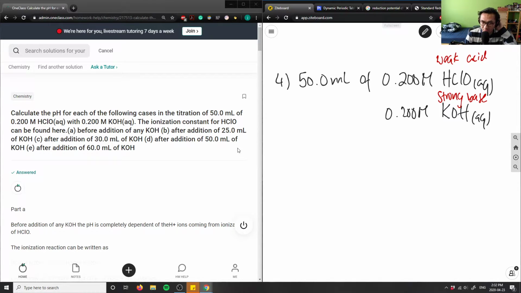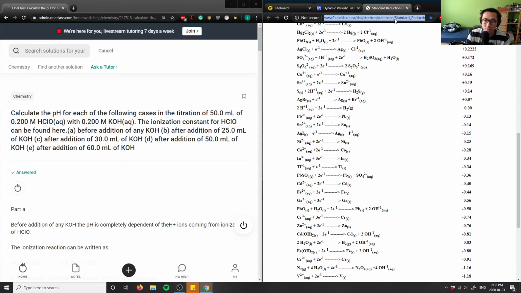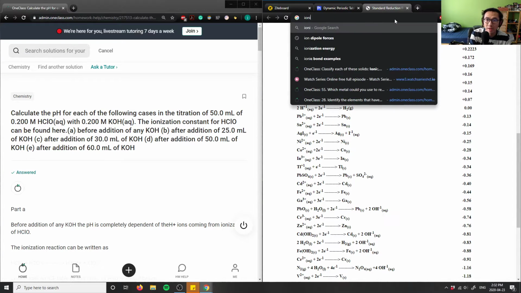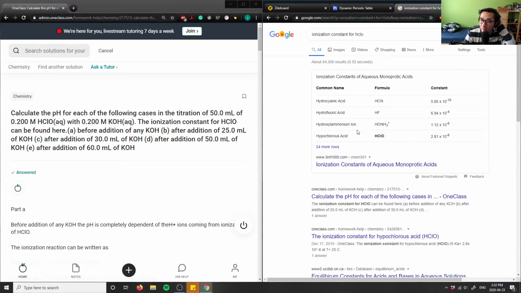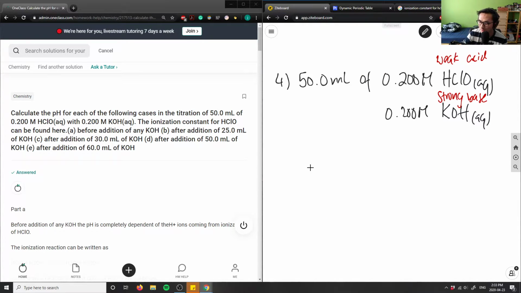And then it says the ionization constant can be found. I don't know where that is, so I have to actually find out where that is. So let me just find that for you. This is asking me, what is the ionization constant for HClO? Because I need to know that. This is hypochlorous acid, sorry. It's 2.81 times 10 to the negative 8 here. This is the Ka, right? So this is the Ka, which is 2.81 times 10 to the negative 8.